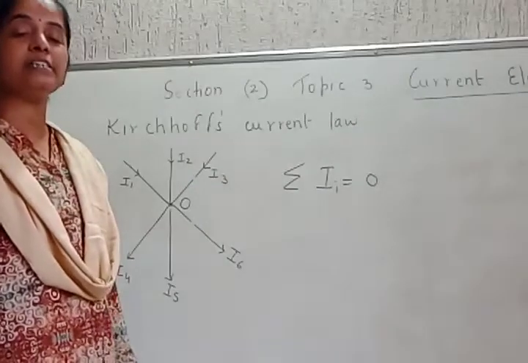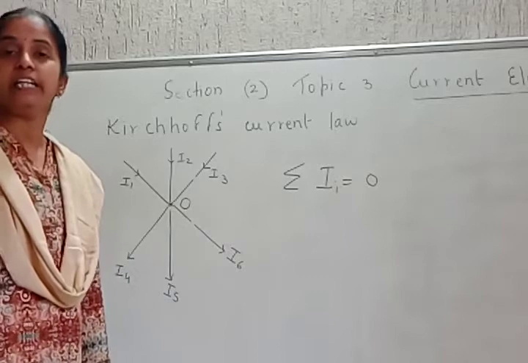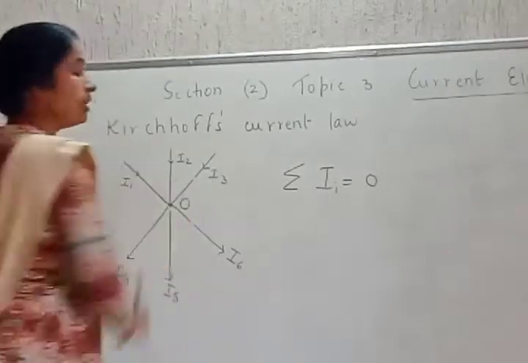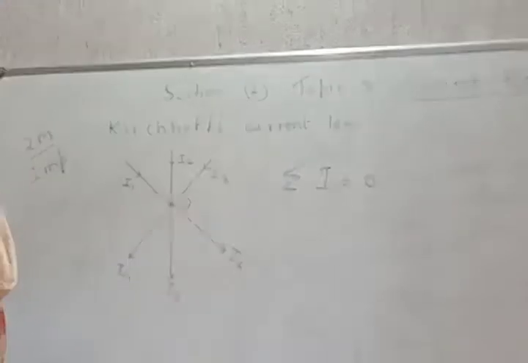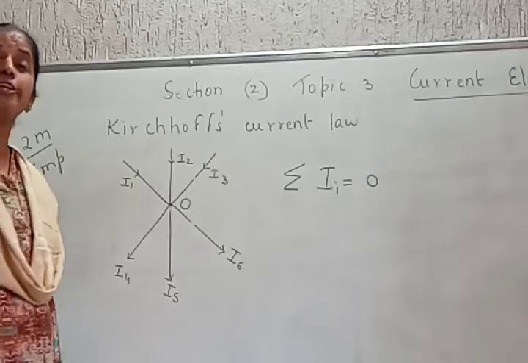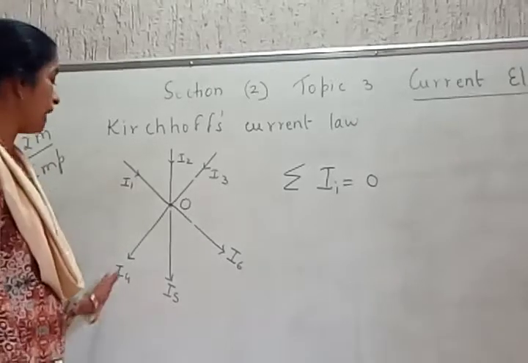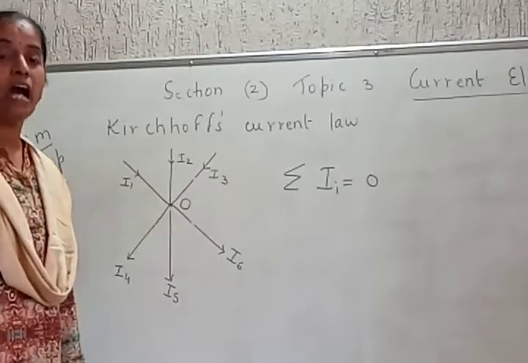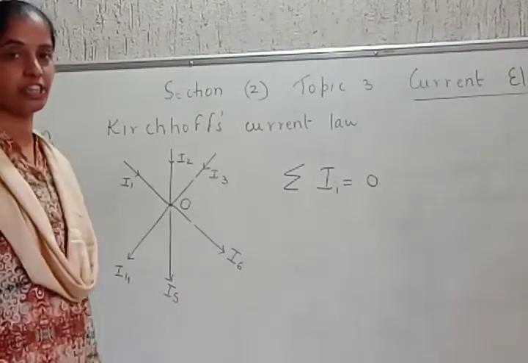Algebraic sum of the currents arriving at any junction is 0. First, the currents flowing towards, let O be the junction. I1, I2, I3 are the currents flowing towards the junction O. I4, I5, I6 are the currents flowing away from the junction.